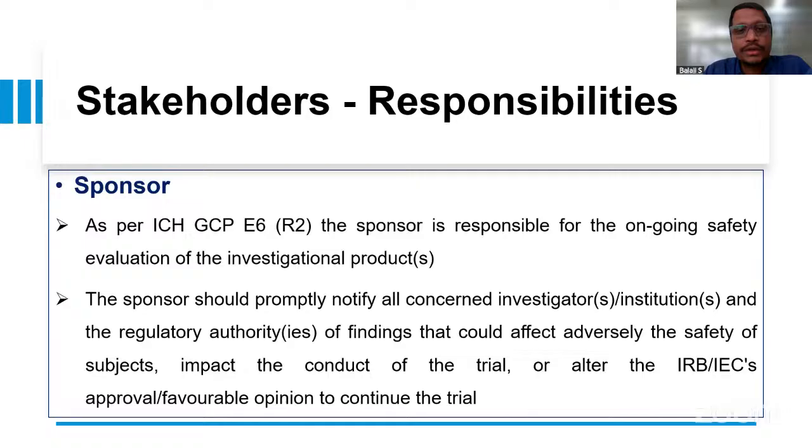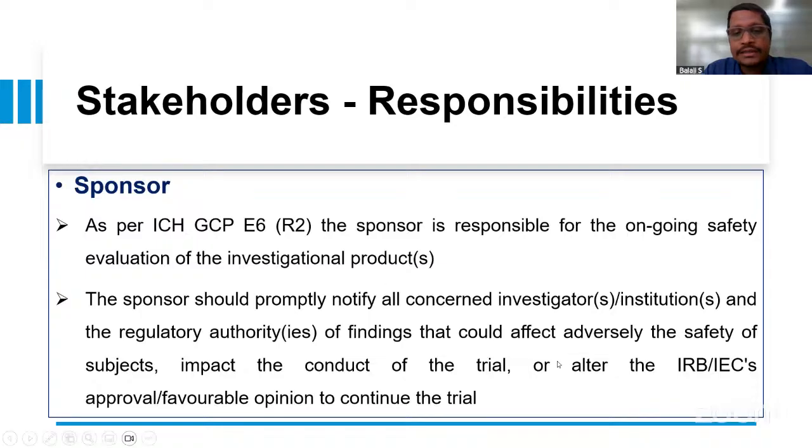Whatever information they get from the sites or from the investigator, they should notify to the other concerned investigators at the other sites, and also to the institutions which are part of it, whether it is a global clinical trial or a national clinical trial. That should be informed to every other investigator and institution. Then the regulatory authorities of the particular country where the clinical trial is going on, and if it is a multinational or global trial, even the regulatory authorities of the other countries, should be notified of the findings that could adversely affect the subjects. It is not just the affected person; whoever is involved in the clinical trial should also be notified.